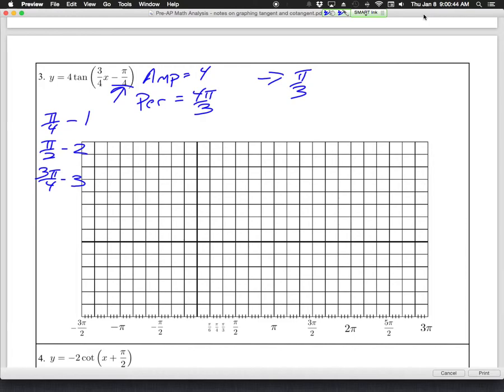All right, so what do I want to do? Why is it 4 pi over 3? Oh, that's for the period. Okay, I was looking at the wrong thing. Never mind.